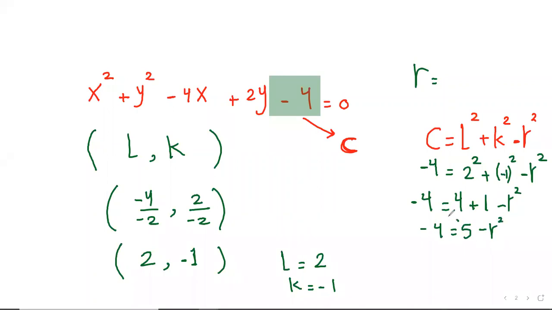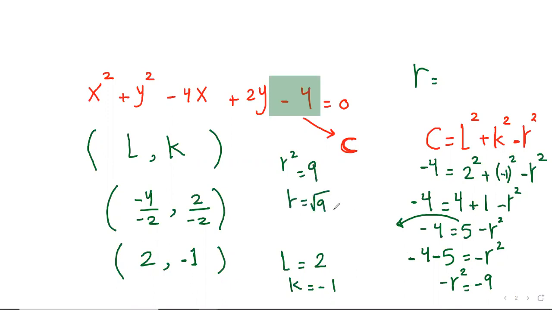So move 5 to the other side, it would be negative 4 minus 5 equals negative R to the power of 2. So negative R to the power of 2 equals negative 9. Then R to the power of 2 equals 9. Then R equals the square root of 9, which equals 3.